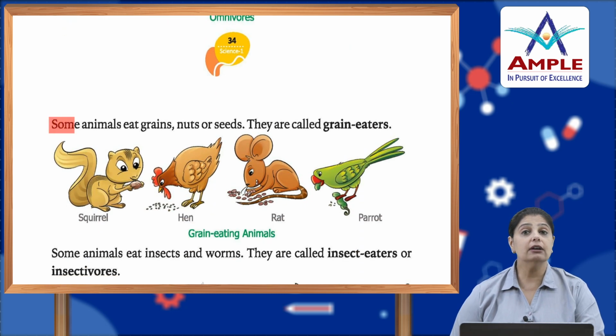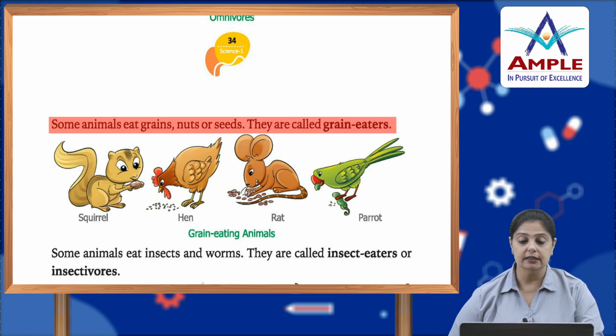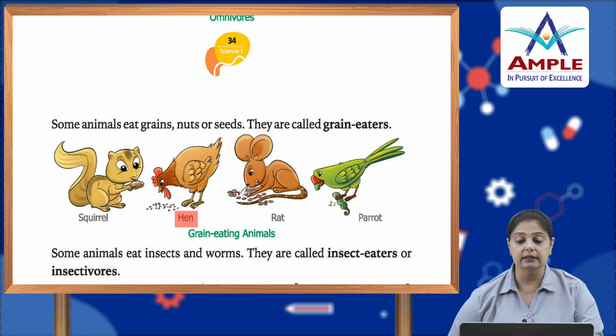Now, there are certain animals that eat grains, nuts or seeds. They are called grain eaters, like the squirrel, hen, the rat or parrot. They eat grains, they are called grain eaters.